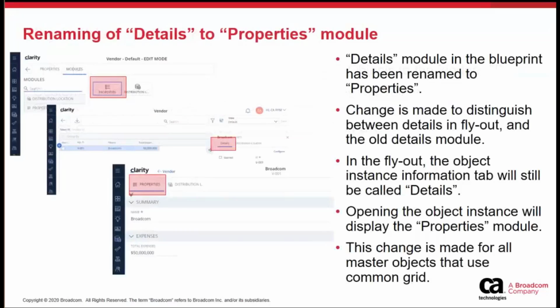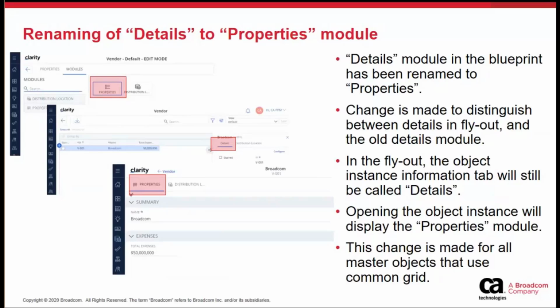So the first change itself, renaming of the details to properties within the module itself. This means that when you open a specific object instance, now you will see the properties as the header for that section, which is very similar to what you would see in the classic UI. These changes are made to distinguish between the attributes you see when you're in the flyout, as well as when you open the object instance, the different attributes you see.